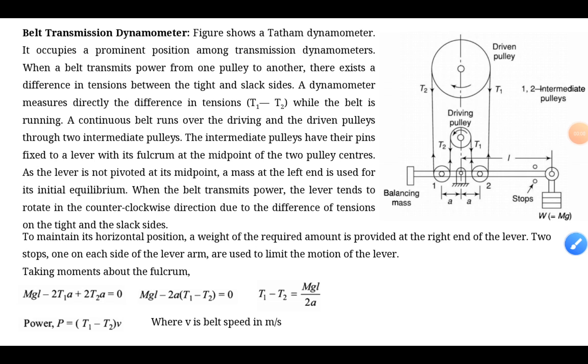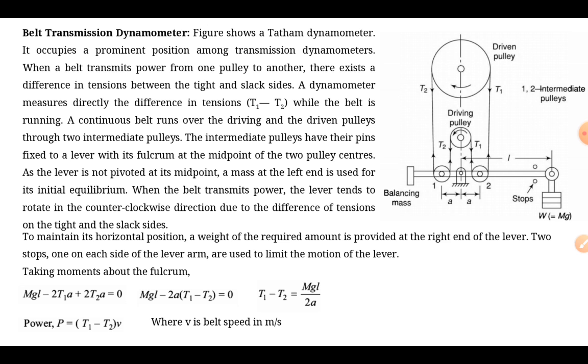So the next type of dynamometer is a belt transmission dynamometer, which is a transmission type dynamometer, right? It does not absorb all the power, it does not stop the shaft completely, but it takes the measurement and allows the power to be transmitted, right? So let's understand the construction of this type of dynamometer.